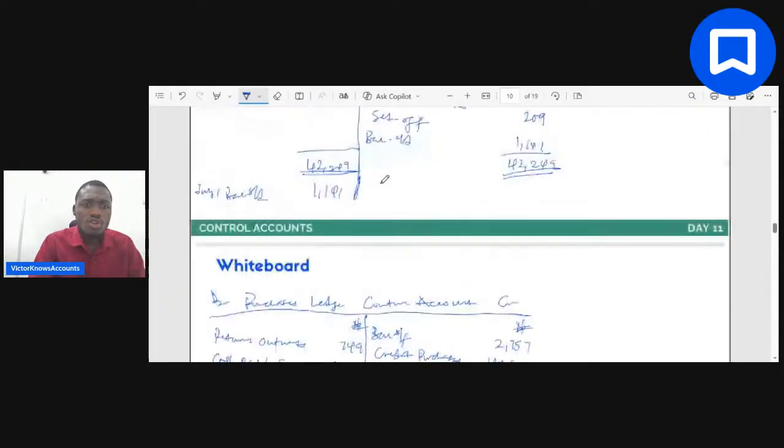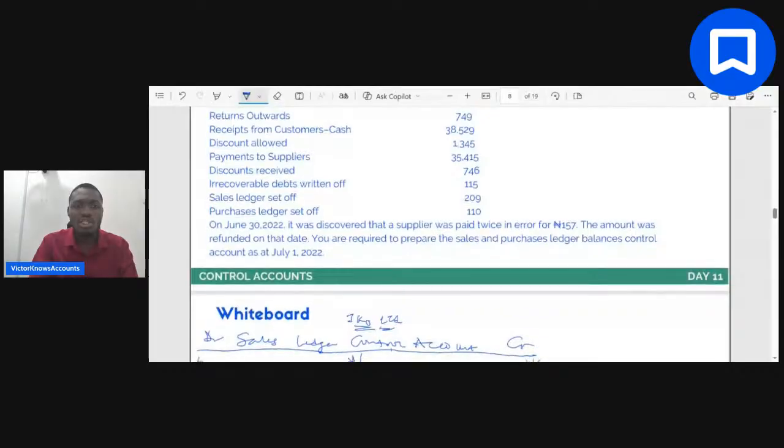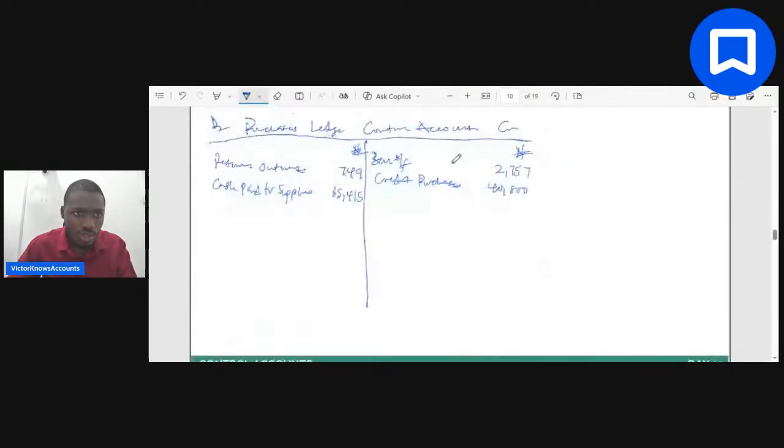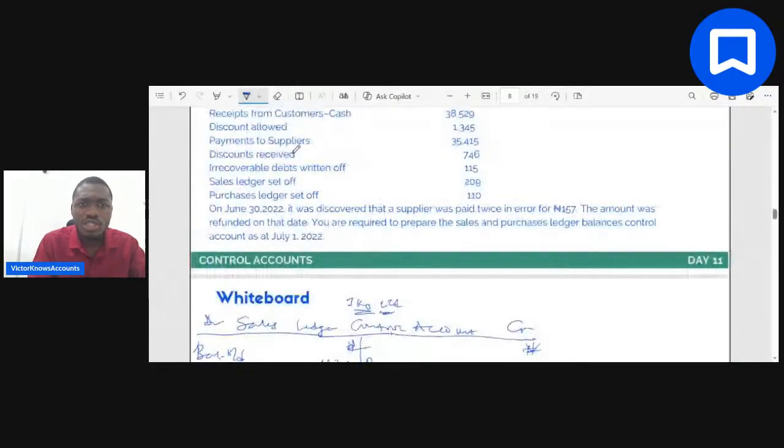Come to the next one. You have discount received. If you receive a discount, it means your supplier has removed a portion of the money you are supposed to pay, so you are paying less. That's reducing your debt, so it's also going to the debit side. Discount received was 746 naira. So you say discount received 746. Is that fine? Irrecoverable debt, we don't need that.